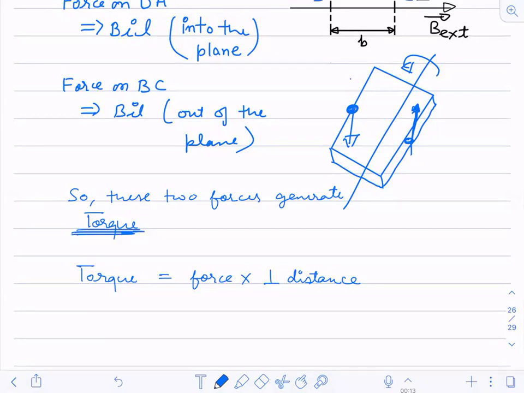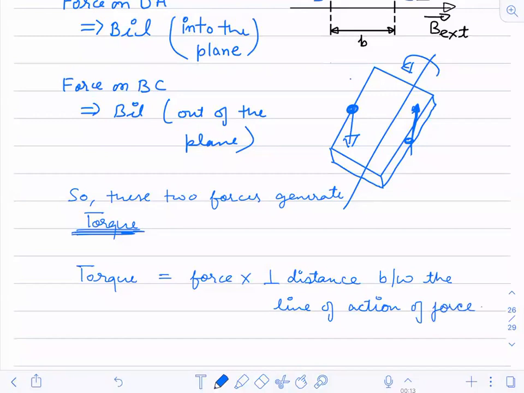So for calculating torque, you multiply any one value of the force, because this is a couple, so any one force you can take. So force into the perpendicular distance between the lines of action of force.